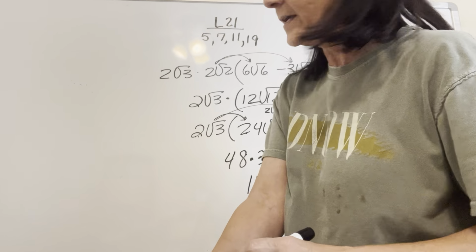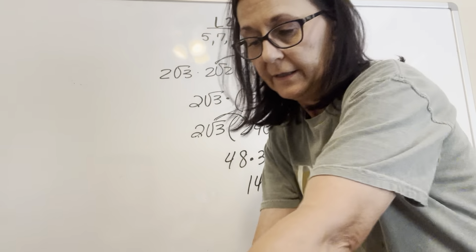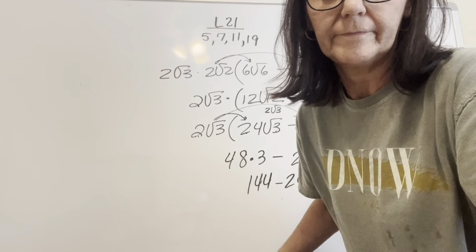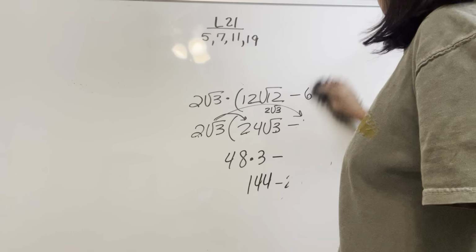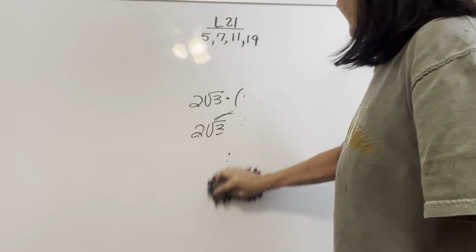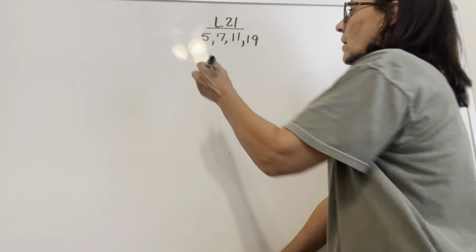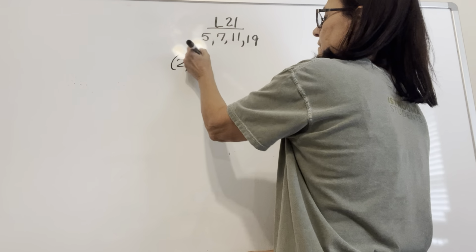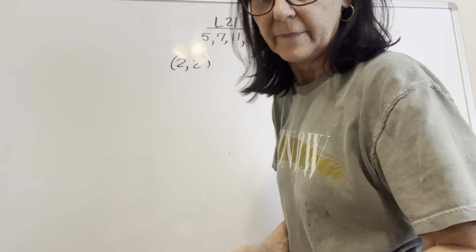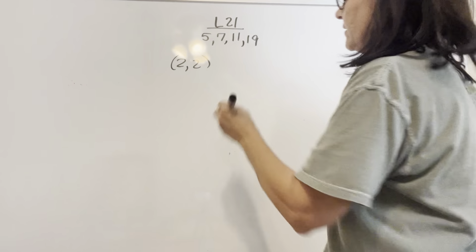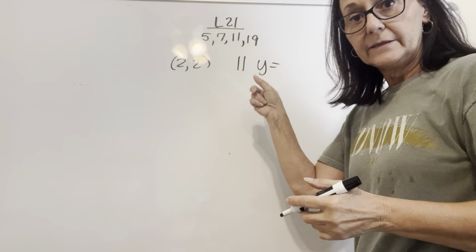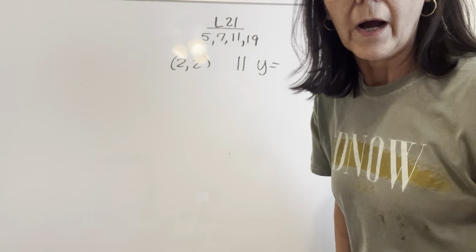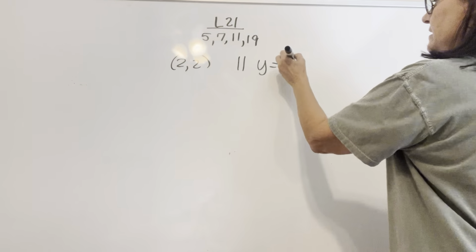All right, the last one is number 19, on the next page. Find the equation of a line that passes through the point 2, 2. So we have a point, and I'm already thinking point slope. It is parallel to this line, so all I want from this line is the slope. Y equals negative 3/7 x.